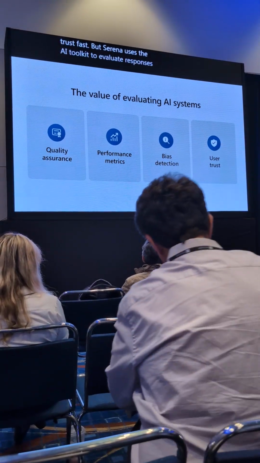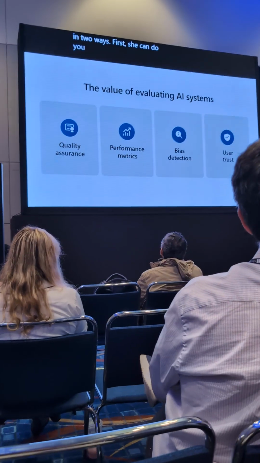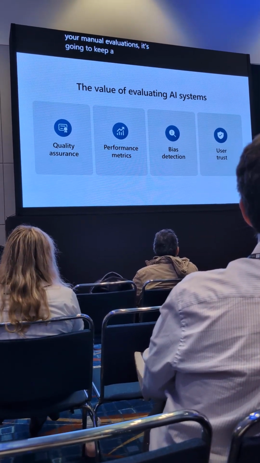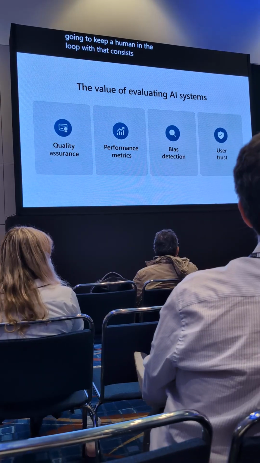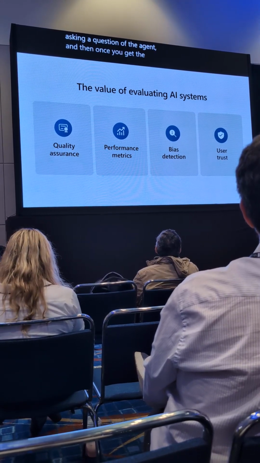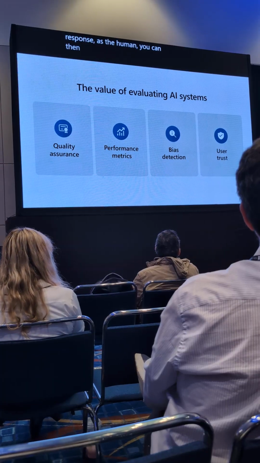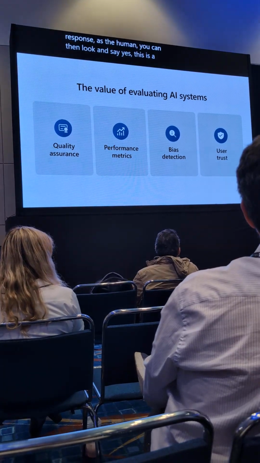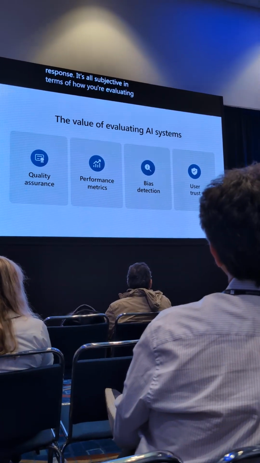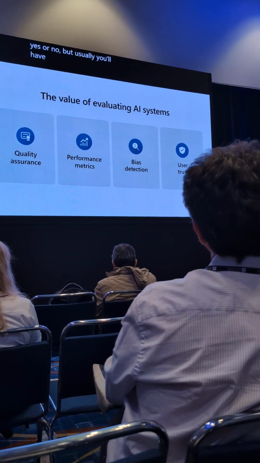First, you can do so manually. With your manual evaluations, it's going to keep a human in the loop. What that consists of is asking a question of the agent, and then once you get the response, as the human, you can then look and say, yes, this is a good response, no, this is a bad response. It's all subjective in terms of how you're evaluating yes or no, but usually you'll have an option to do like a thumbs up or a thumbs down.